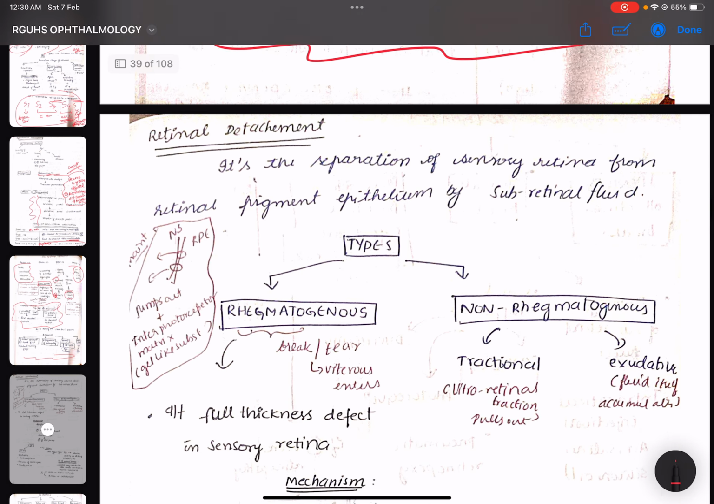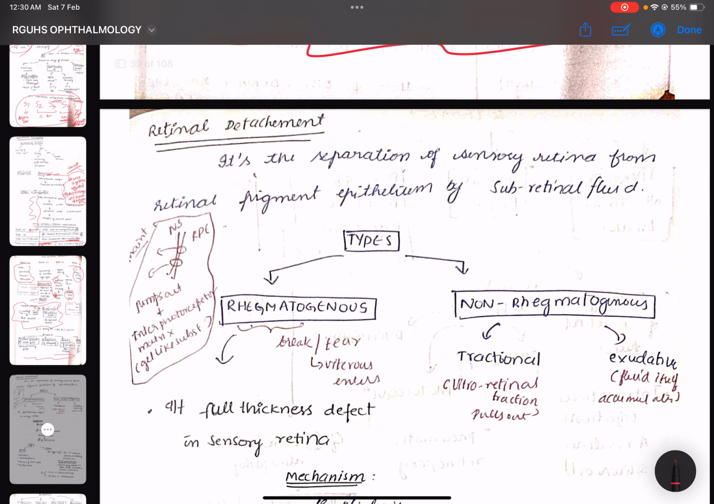RD. Okay, so whether the whole retina is getting detached, no, the concept is what? Neurosensory retina and retinal pigment epithelium. When these two get separated, obviously what will happen? You will have retinal detachment.